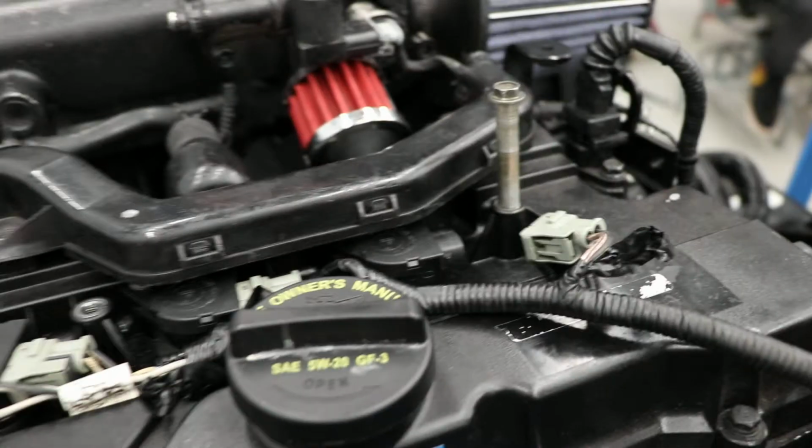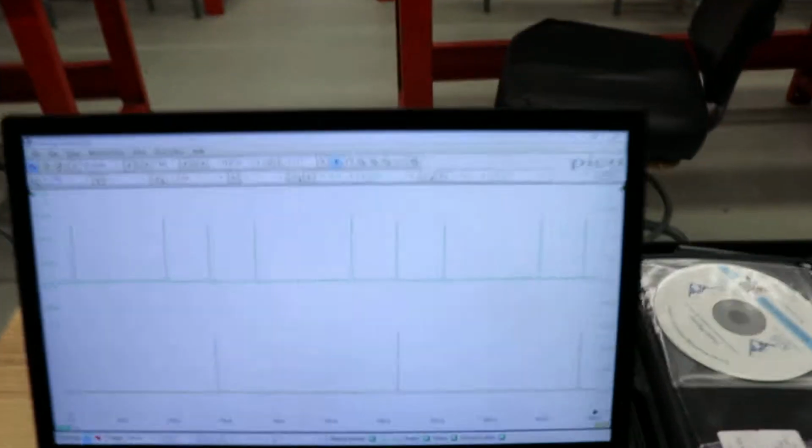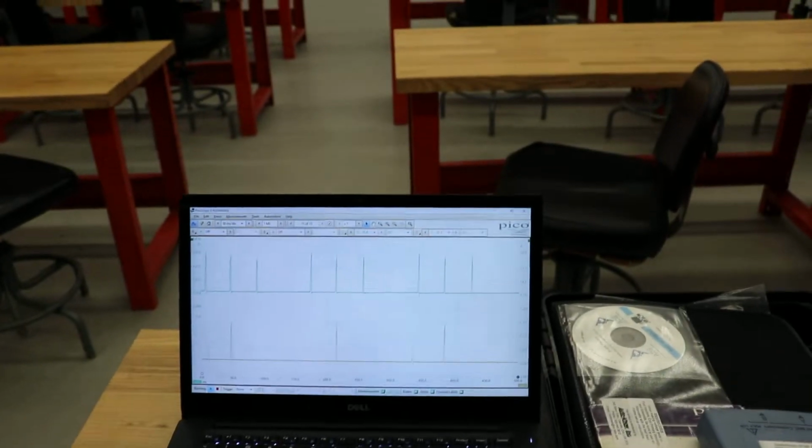Okay, now the engine's misfiring. Now the reason why we have to do this, there are many reasons. So now let's look at this. Mohammed, can you pause the recording again? Yeah, sure.